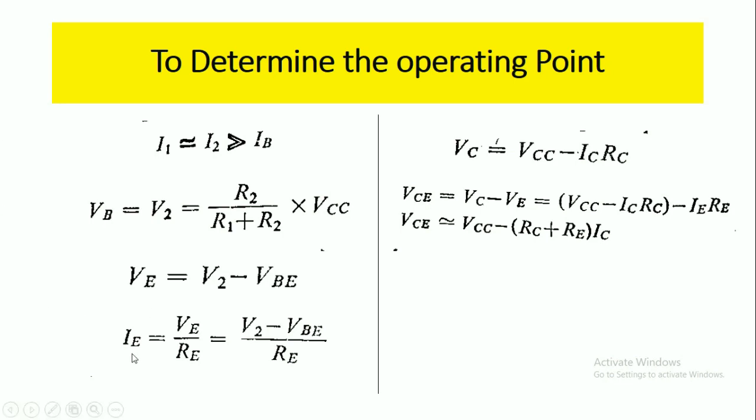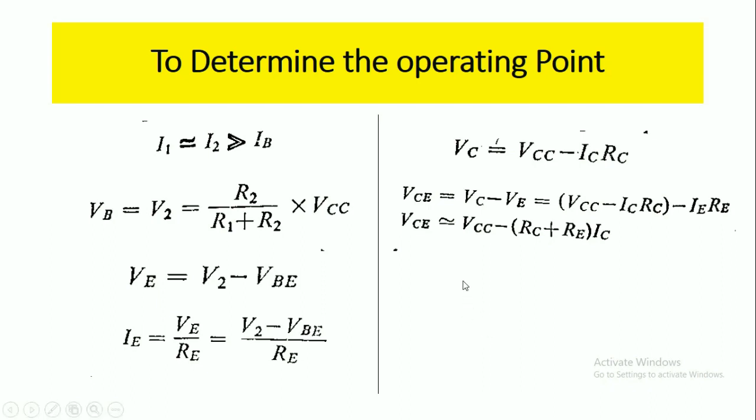This is the emitter current we got here, and the collector voltage VC is given as VCC minus IC RC. We know that the collector to emitter voltage VCE is given as VC minus VE. If you substitute this VC and VE in this equation, you will get VCE approximately equal to VCC minus (RC plus RE) into IC. This is the collector to emitter voltage VCE, which will decide the operating point on the DC load line. Here the collector current IC is approximated with the emitter current IE.